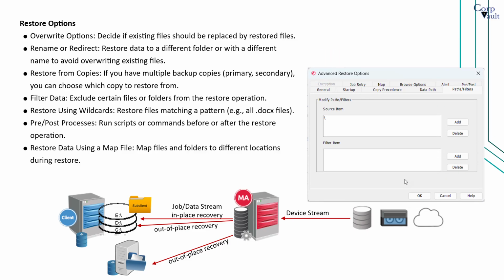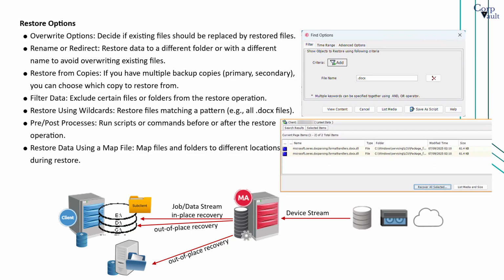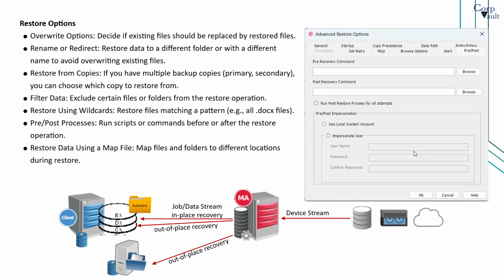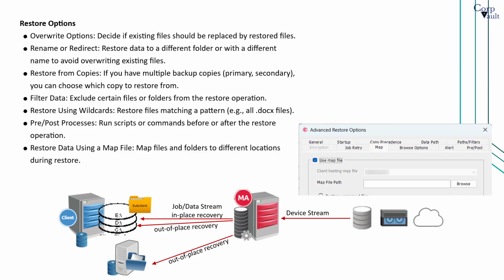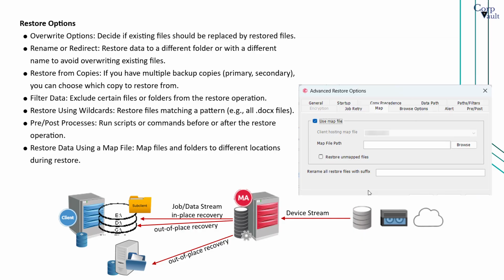Filter data. You can exclude certain files or folders from the restore operation. Restore using wildcards. You can use wildcards to restore files matching a pattern, for example, all document files. Pre or post processes. You can run scripts or commands before or after the restore operation. Restore data using a map file. You can map files and folders to different locations during restore.